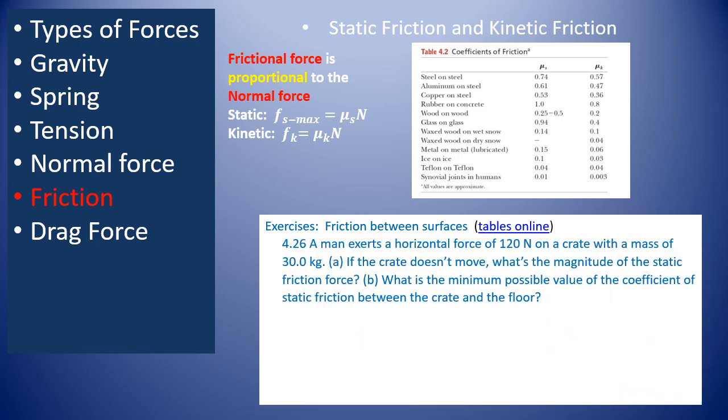This question will end the friction chapter. So 4.26 is actually a problem from our textbook. A man exerts a horizontal force of 100 newtons on a crate with a mass of 30 kilograms. Okay, so when you read this, you always start with your motion diagram or free body diagram. So now let me draw it here.